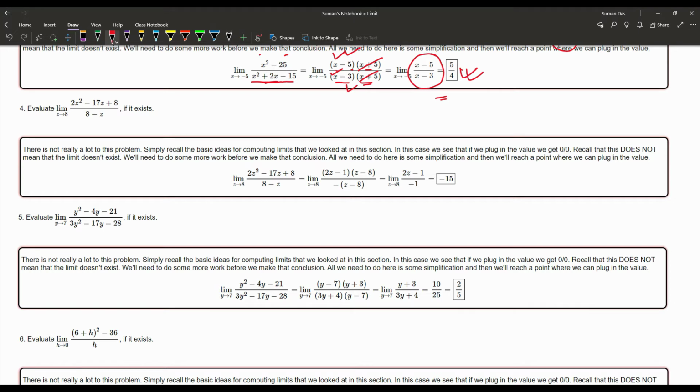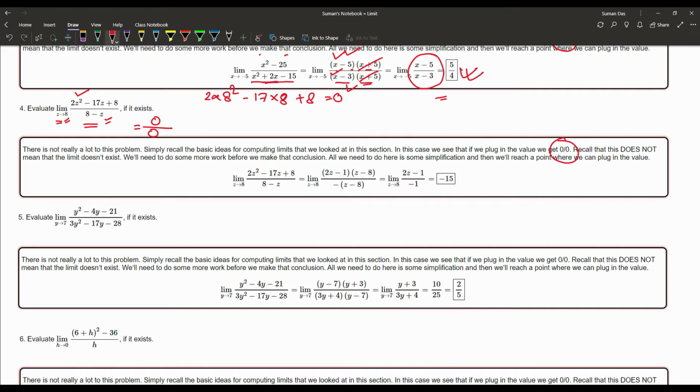Here the function is 2z square minus 17z plus 8 upon 8 minus z, and z is approaching 8. So the denominator part is getting 0, and if we put the value 8 in the numerator part, the result is 2 into 8 square minus 17 into 8 plus 8, and that is also 0. So once again we are getting 0 by 0.